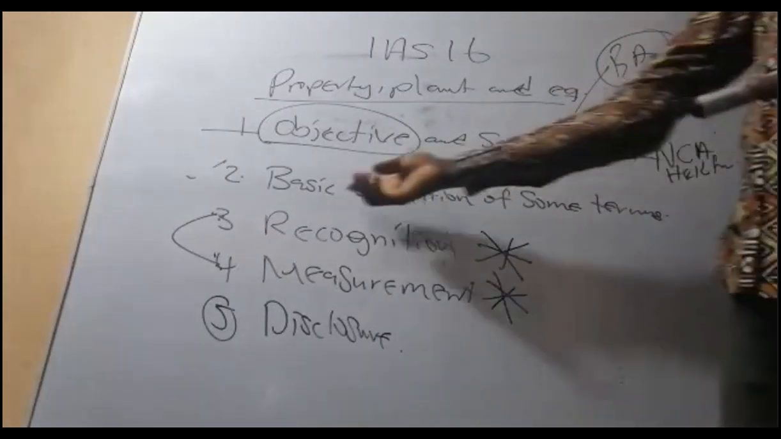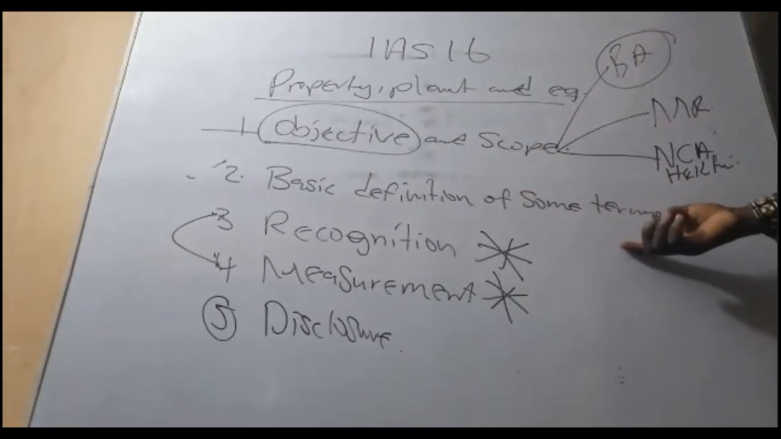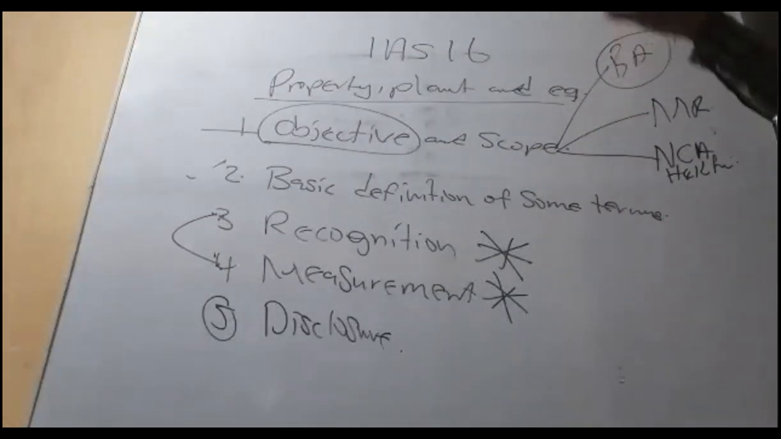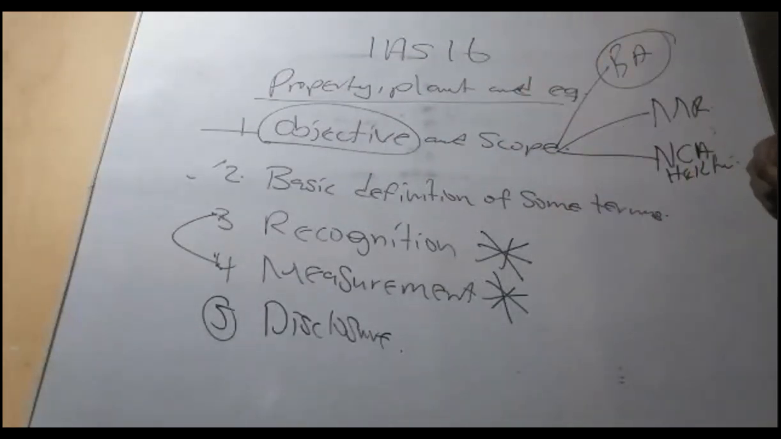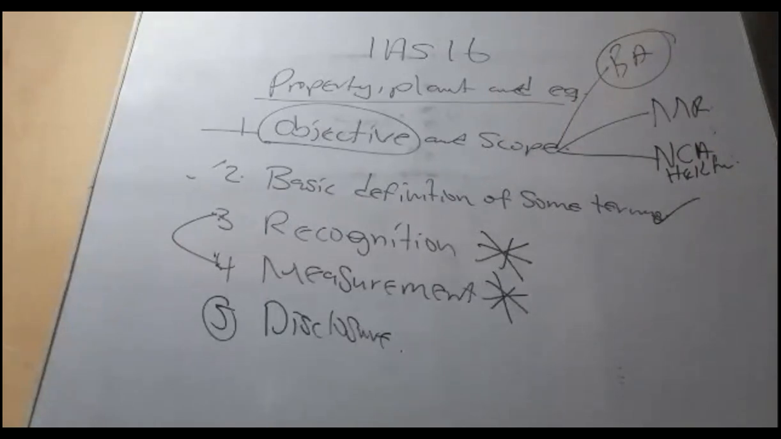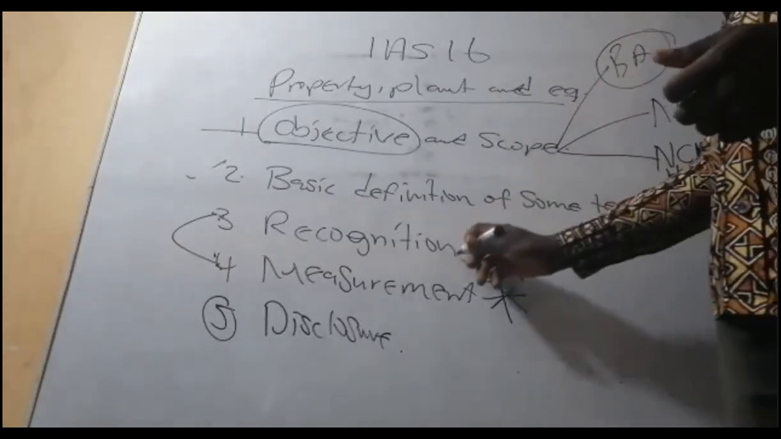Then we start with the basic definition of some terms. The terms stated in IAS 16 include property, plant, and equipment. You know the definition. I believe strongly that when you go to the first video, the terms are clearly defined and I listed them there. There are about 6 to 8 basic terms stated in the standard. And then I went to the recognition.